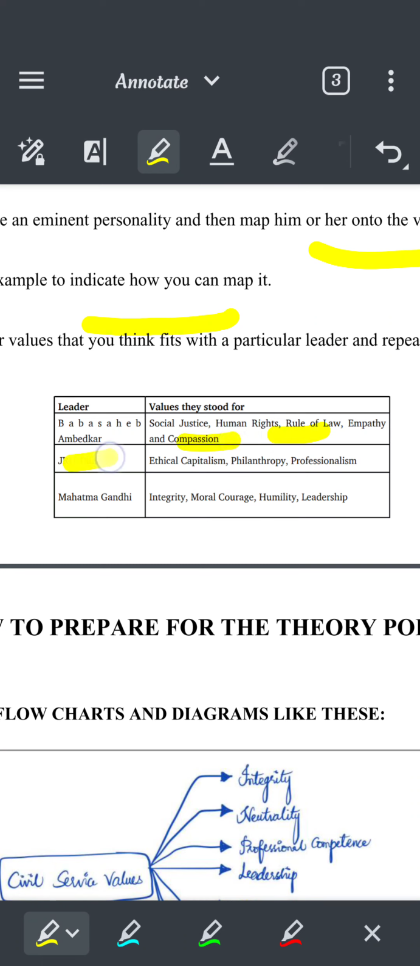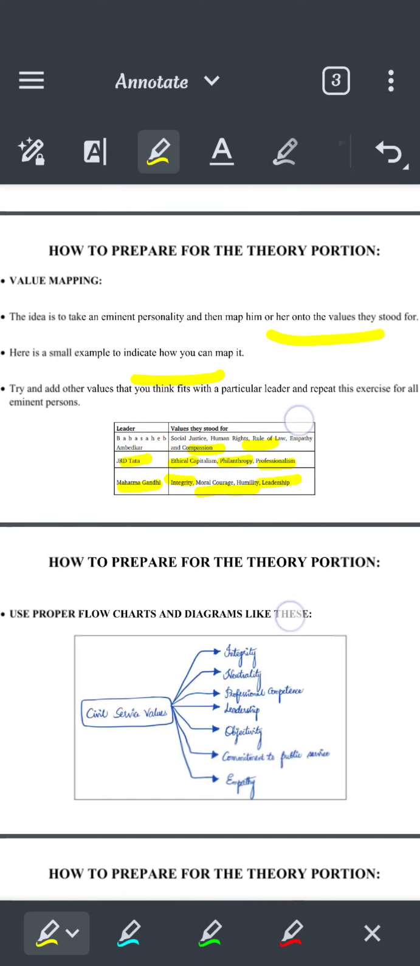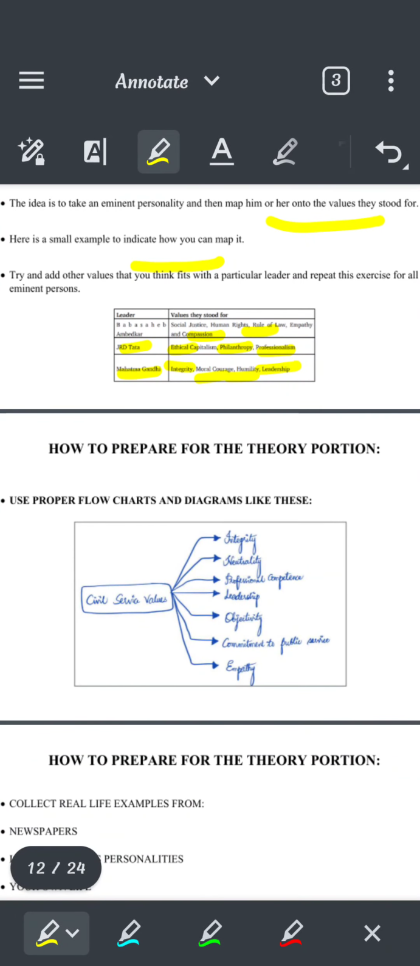So next leader is JRD Tata, Jamshed Ji Tata. The values they stood for are ethical capitalism, philanthropy and professionalism. Next leader is Mahatma Gandhi. He stood for integrity, moral courage, humility, leadership, etc. In this manner you can map the values shown by all the major leaders. You can also use proper flow charts and diagrams like these.